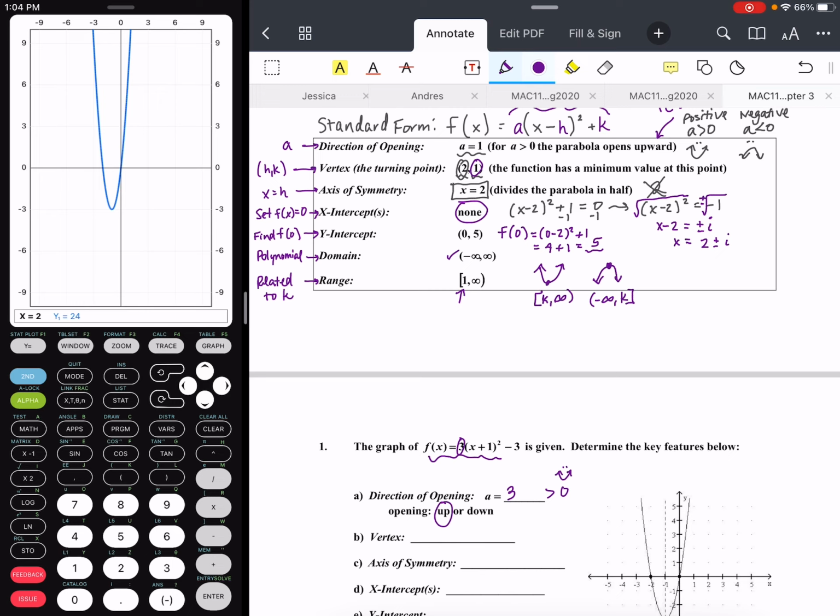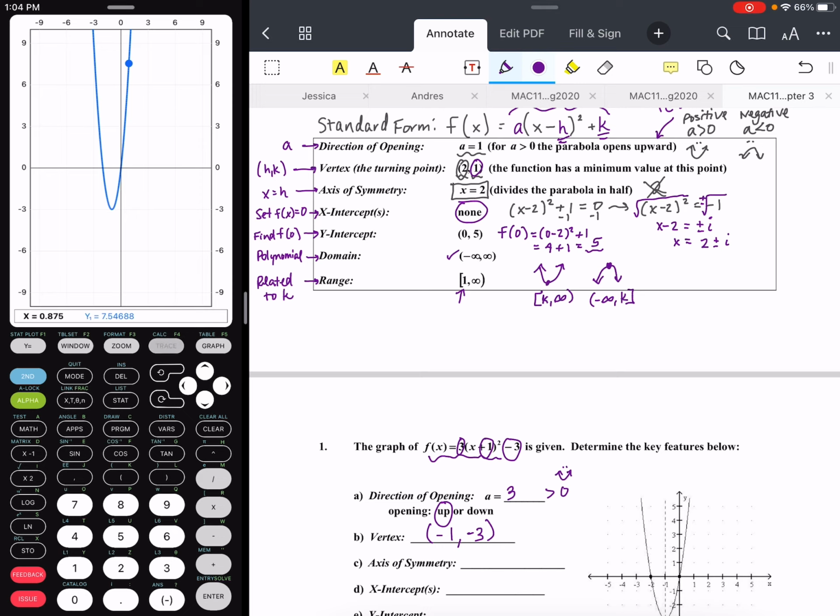Our vertex, remember that this comes from h and k. Opposite sign for our x, same sign for our y. So we have x plus 1 in parentheses. That's going to be a negative 1 in our vertex. We have minus 3, and we'll keep the same sign for our y value. So our vertex is at negative 1, negative 3.